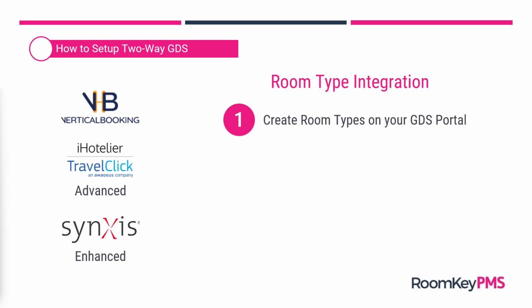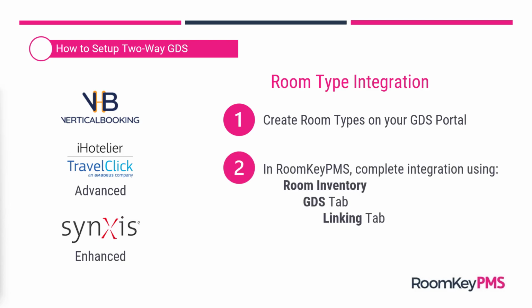So if you're using Vertical Booking as your partner, when you sign up and create your account, you'll also walk through creating your room types on that GDS portal. Now, the second step is in RoomKey, you can actually complete the integration from our room inventory module. I have a database here that I'll pull up on screen and we'll look at this together.